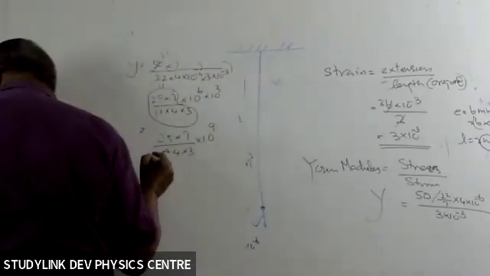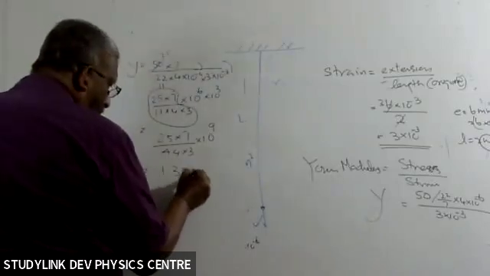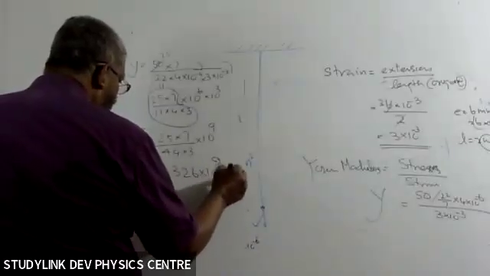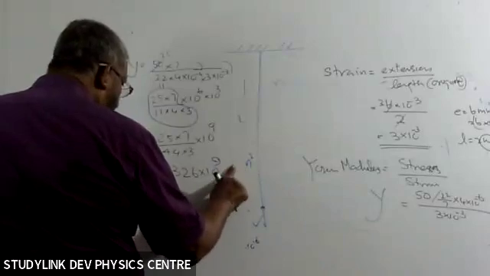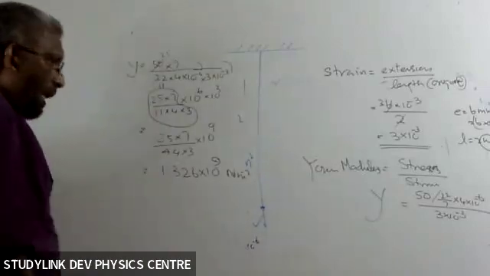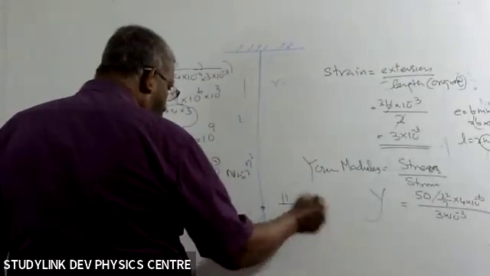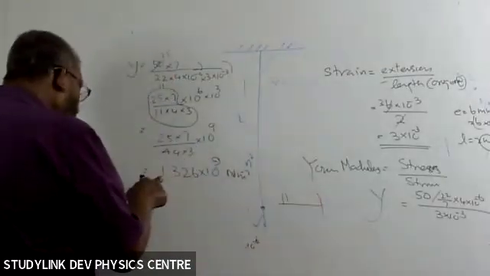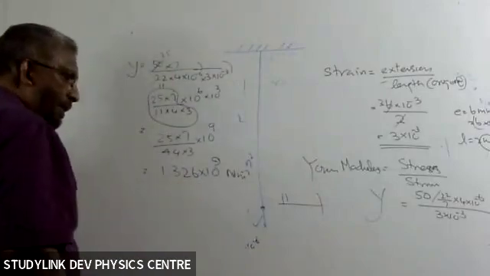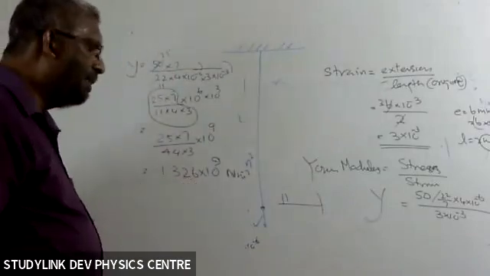This is equal to 1.326 roughly, into 10 to the power 9 Pascal, or Newton per square meter. In log tables, you know that we can find only four digits altogether. So one whole number is there, another 3 digits are enough. Whole number is 2, another 2 decimal points are enough.